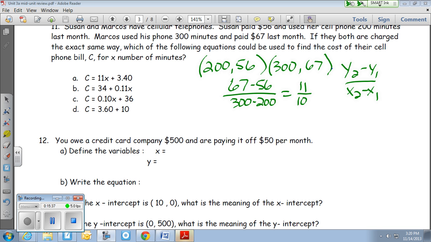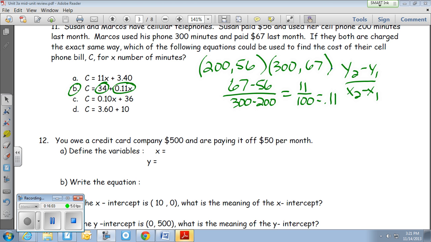It's also 0.11. The only one that had a slope of 0.11 is letter B, and that $34 y-intercept is going to be just the base cost of having that phone. And then they add the additional minutes. So it's 11 cents per minute. What was left over was the $34, which we can assume is that base fee.